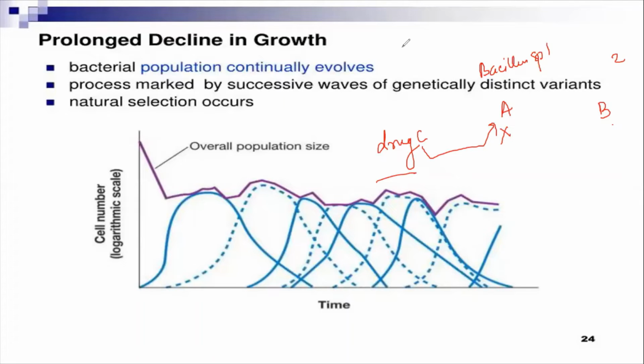Yes, I'll repeat. Here, what I'm asking is, there are two species of Bacillus, A and B. Two different populations are there. Species 1, species 2. This is some species of Bacillus, and this is another species of Bacillus. Now there is a drug in the market which is able to kill A, but not able to kill B.